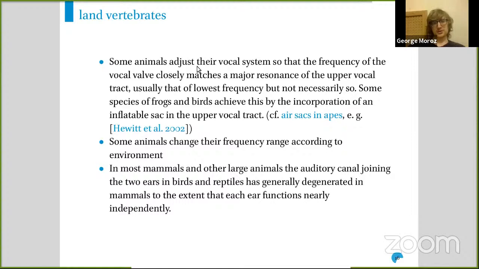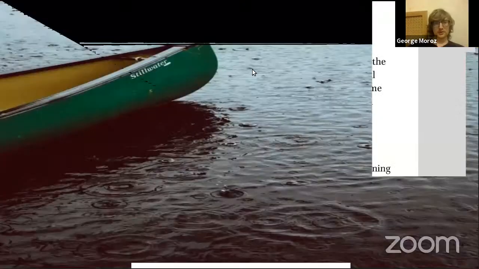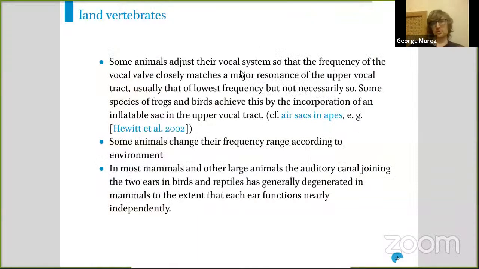Some animals adjust their vocal system so that the frequency of the vocal valve closely matches a major resonance, like a frog in the wood. Usually that of lowest frequency, but not necessarily so, because it's possible that it will be higher frequencies. Like for instance, the bird.